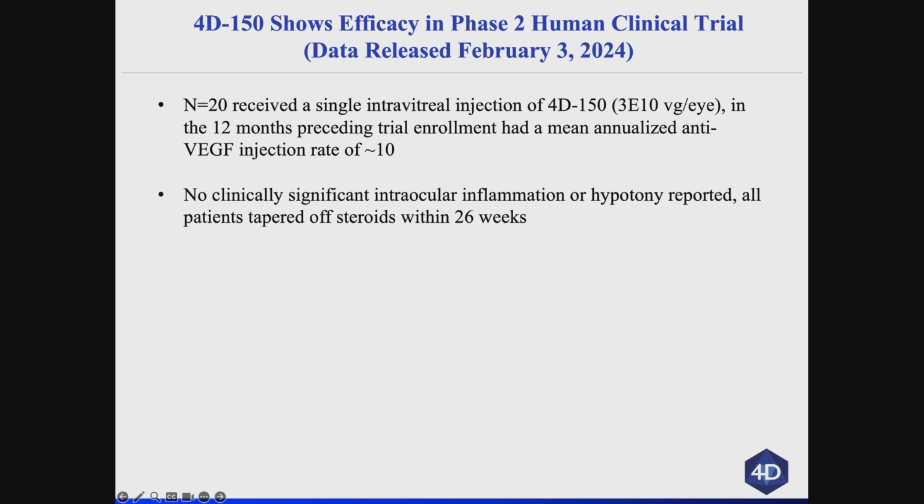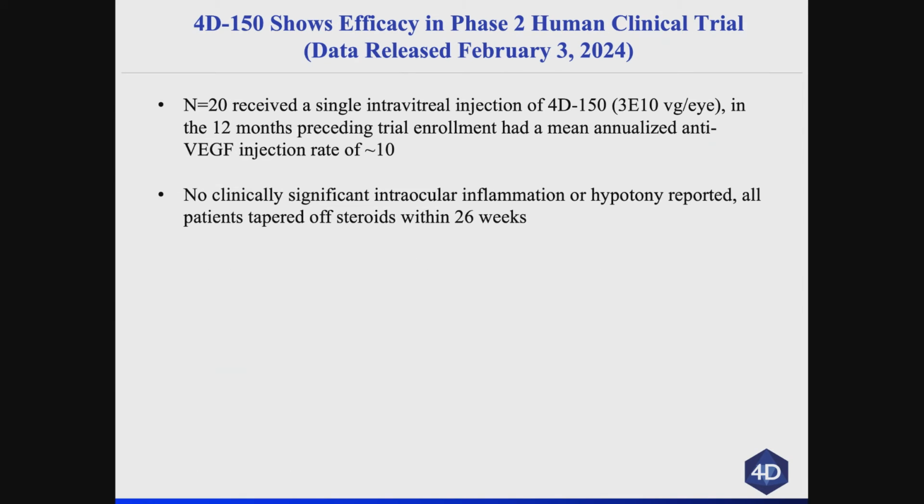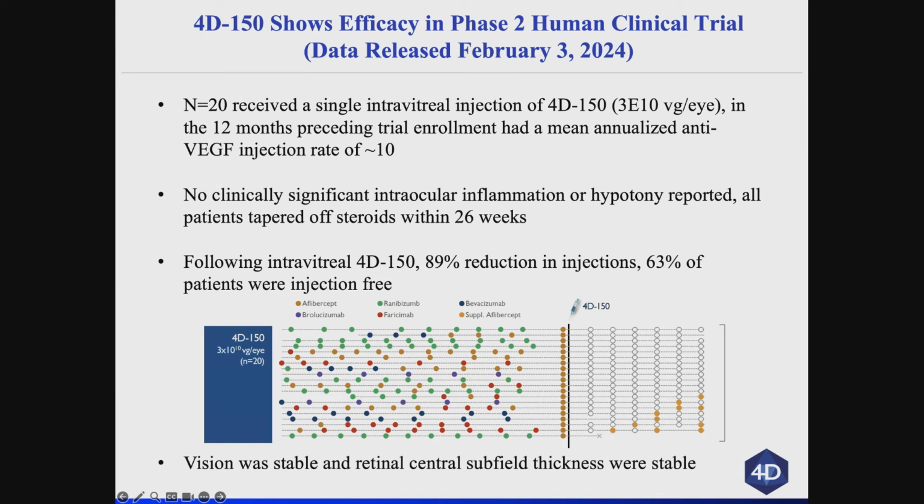So upon injection, there was no clinically significant intraocular inflammation, and patients were tapered off of prophylactic steroids within 26 weeks. And as you can see here on the left-hand side, each one of these dots represents the injection of a protein inhibitor of VEGF. But after the administration of the AAV, you can see there was a substantial reduction in the need for protein therapy, meaning that the vision of these patients, as well as swelling within the retina, were stabilized throughout the course of this study, such that there was a 90% reduction in the need for injection of protein therapies.